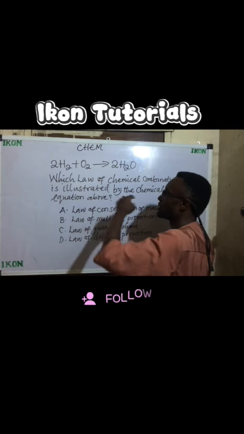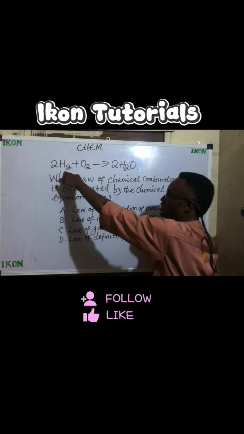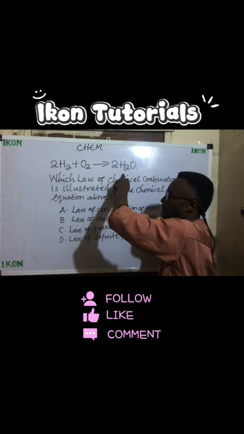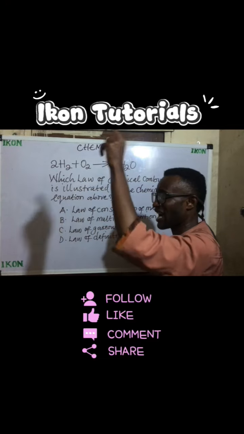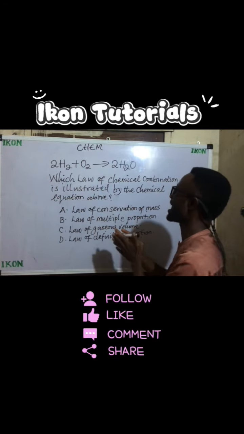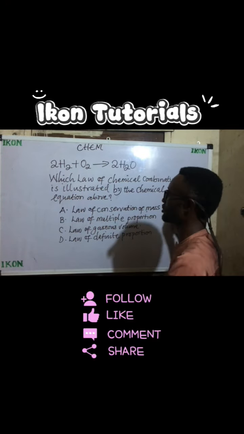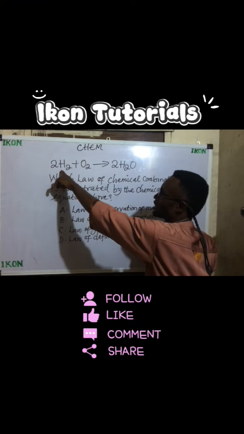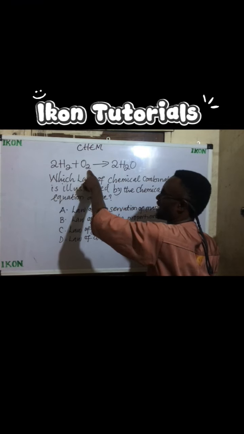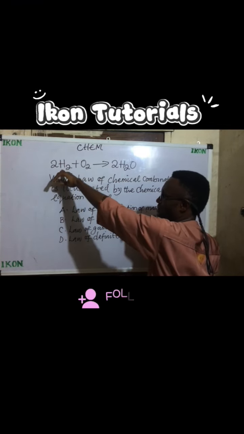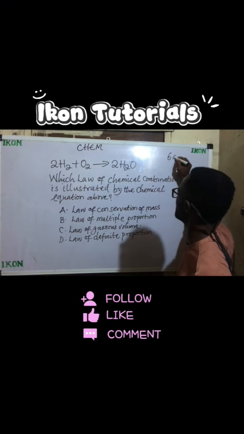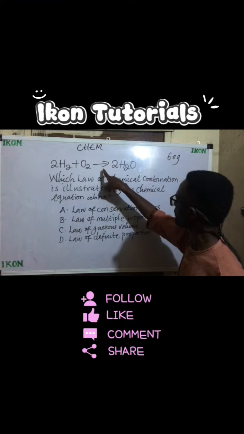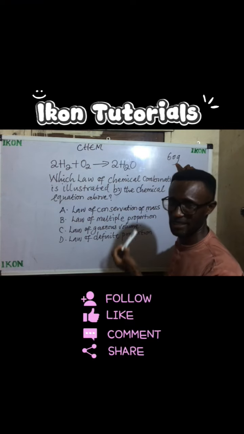Another thing you should know is this. In a chemical reaction, let's assume this is the reaction between hydrogen and oxygen to give water. Remember, the mass of the reactant before the chemical reaction must be equal to the mass of the products after the chemical reaction. That means if we have, let's assume, 40 grams of hydrogen reacting with 20 grams of oxygen, which will give us a total mass of 60 grams, then after the reaction, the product, which is water, should also be 60 grams.